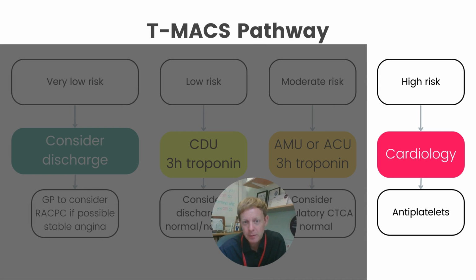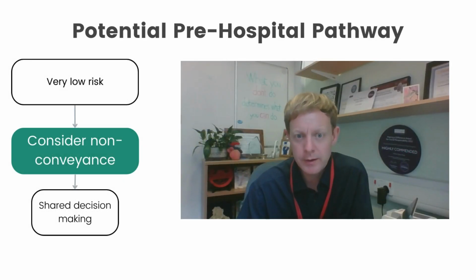And finally, if the probability is at least 95%, then we assign the patients to a high-risk group. Those patients can be referred directly to cardiology, have treatment for non-ST elevation acute coronary syndromes, and can be referred directly to cardiology. So how would it work in ambulances?